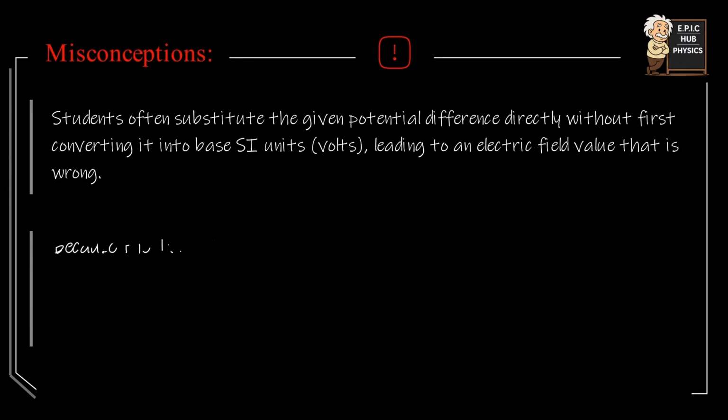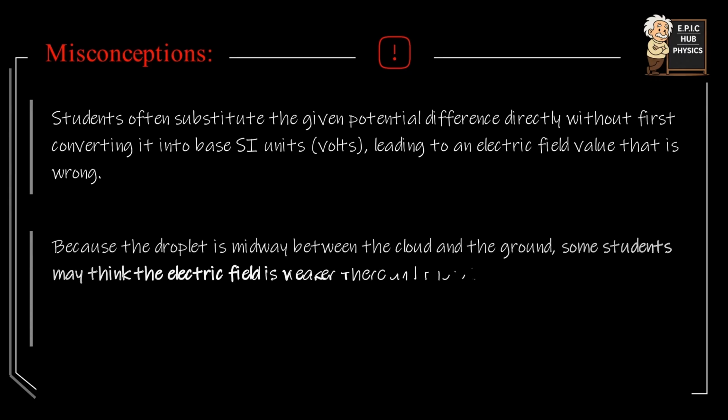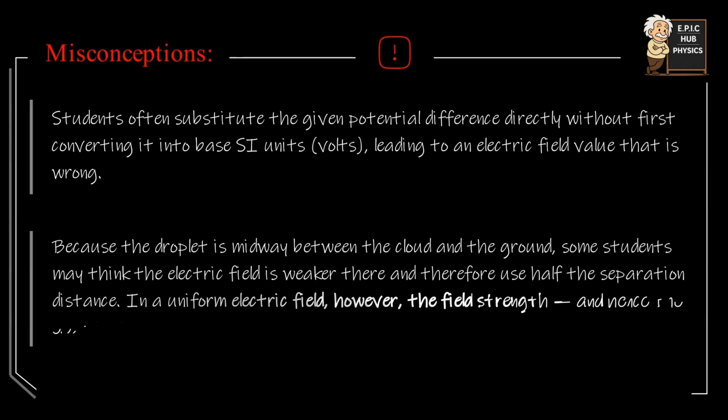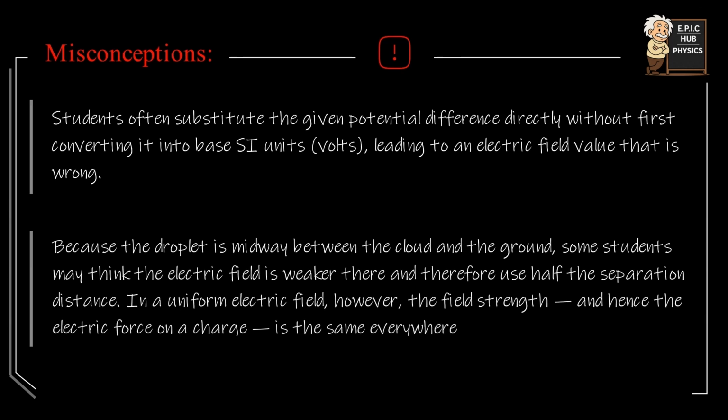Another common mistake comes from the statement that the droplet is midway between the cloud and the ground. Some students assume that the electric field is weaker there, and therefore use half the separation distance. However, in a uniform electric field, the field strength is the same at every point, so the electric force on the charge remains the same everywhere in the field.